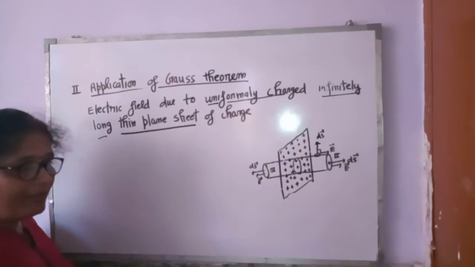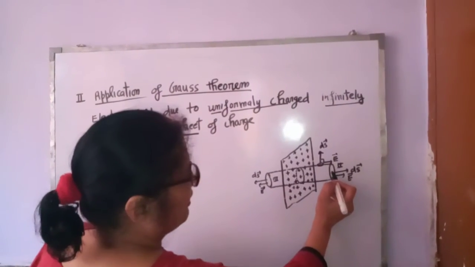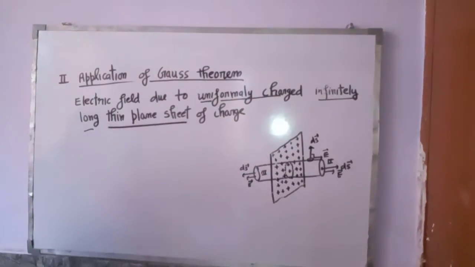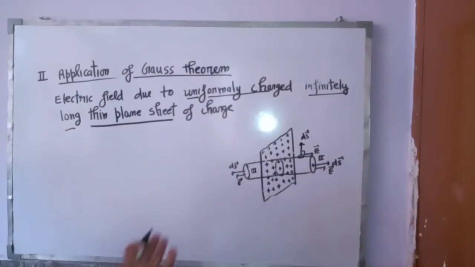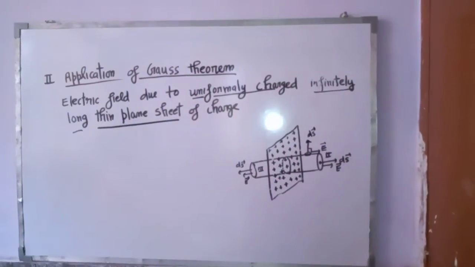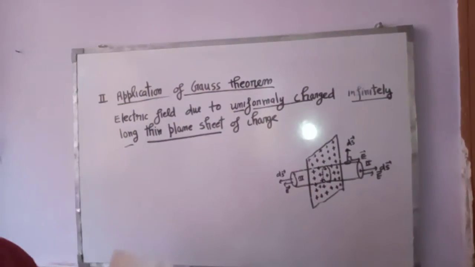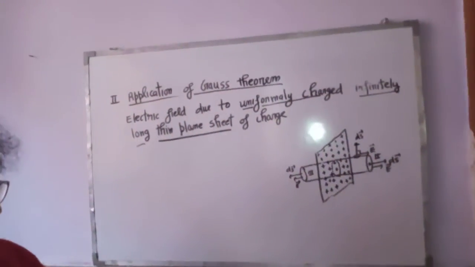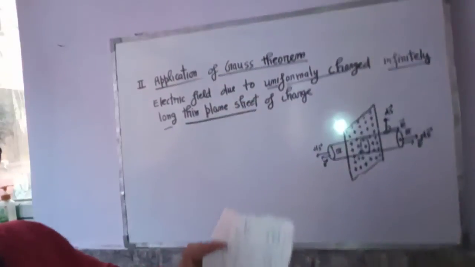How can we determine the value of the electric field at this point? This is your point P due to this thin sheet of charge. To determine it, we have to assume a Gaussian surface in the form of a cylinder piercing this sheet in this way. Suppose this is your sheet, and this is a cylinder which is piercing it in such a way. You can see this one.